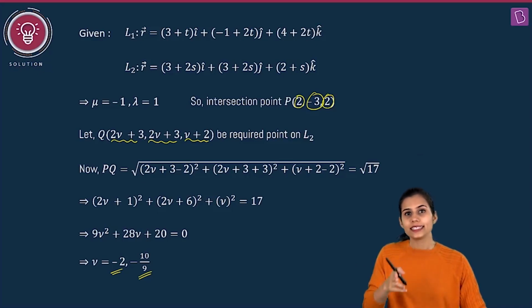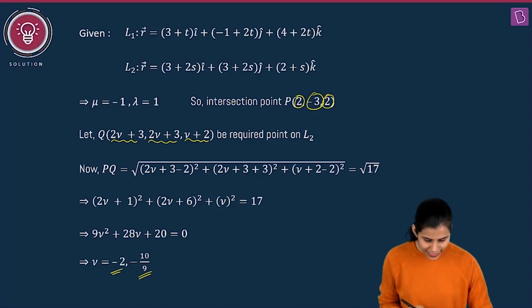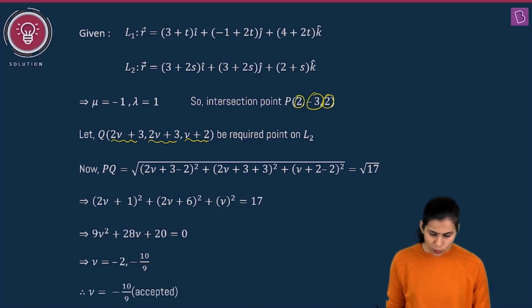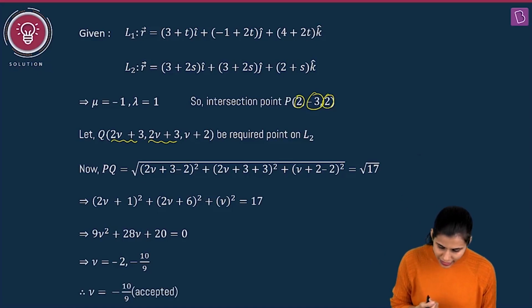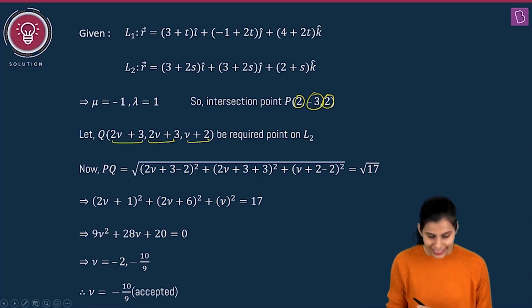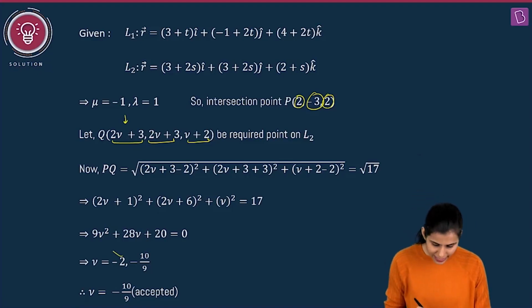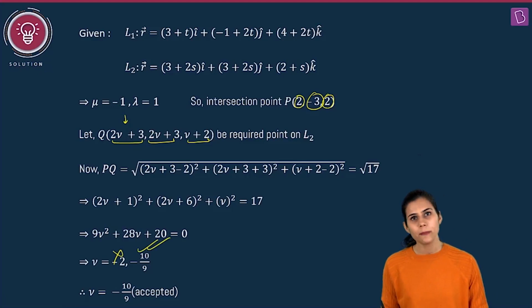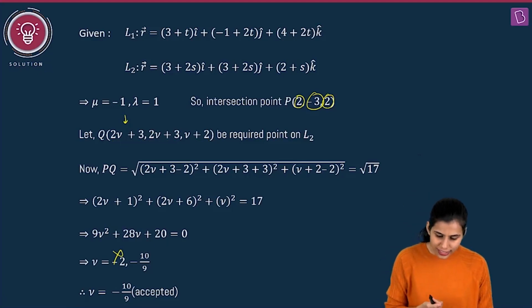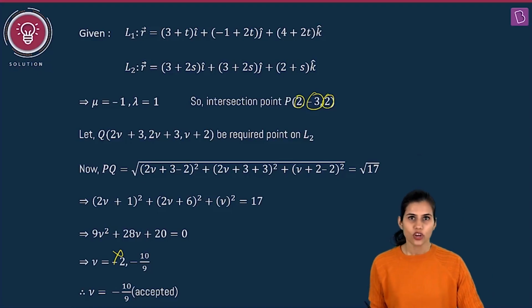So x, y and z, all three coordinates of point Q have to be positive, right? When you plug in minus 2 in place of V here, what do you get? The x coordinate itself comes out to be negative. That means I cannot accept minus 2. I will only accept minus 10 by 9, because I have a compulsion to have my point Q in the first octant.